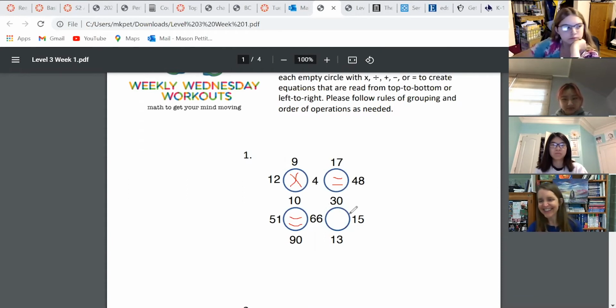66 minus 15 is going to give us 51. So that's going to work out. And just to check our work here, let's check this last equation. We have 30 minus 13 equals 17, which is true. So that's our first puzzle. Do you guys have any questions?